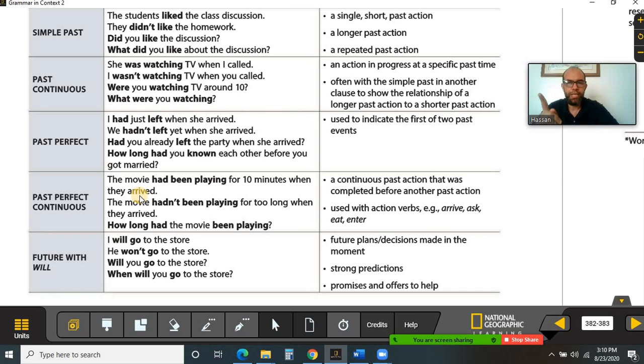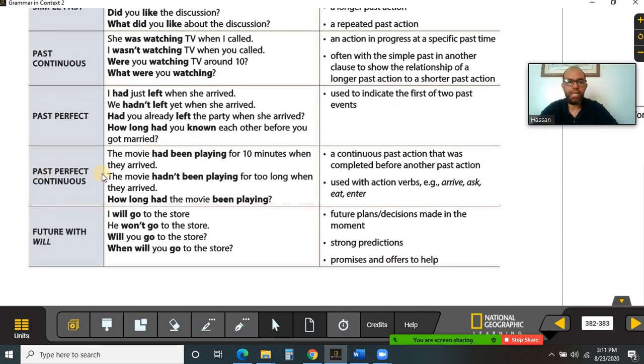Here is a good tip. In the past continuous, we are interested in the action itself. When we are interested in the action, we have to use the past progressive. I was watching TV when you arrived. Okay? However, in the past perfect continuous, we are interested in how long the action took place. How long, okay? How much time the action took.